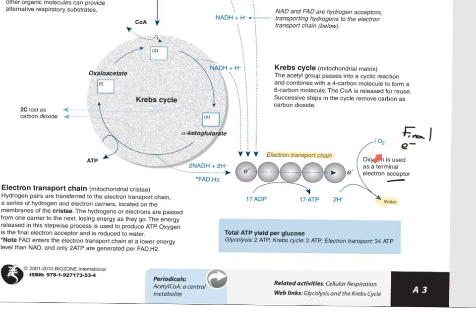So the final electron acceptor is oxygen, and that's why you breathe. That's why fish need oxygen. The reason you die if you don't get oxygen is because you can't make ATP. Why can't you make ATP? If you don't have any oxygen, there's nothing to take that electron. If nothing takes these electrons, what do they do?